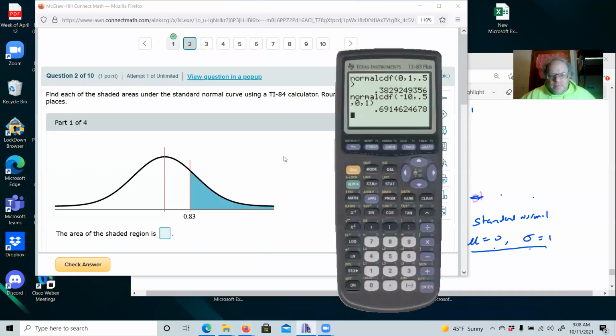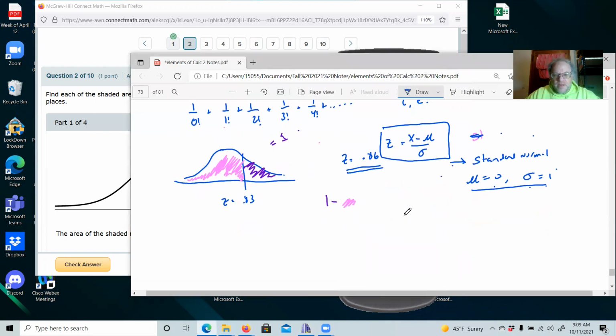All right, so bring up your second function. I got it now. Normal CDF. Now we need to put in a lower amount, the upper amount, and then the mean and standard deviation. Let me write that down. So it's normCDF(low, high, mean, standard deviation).